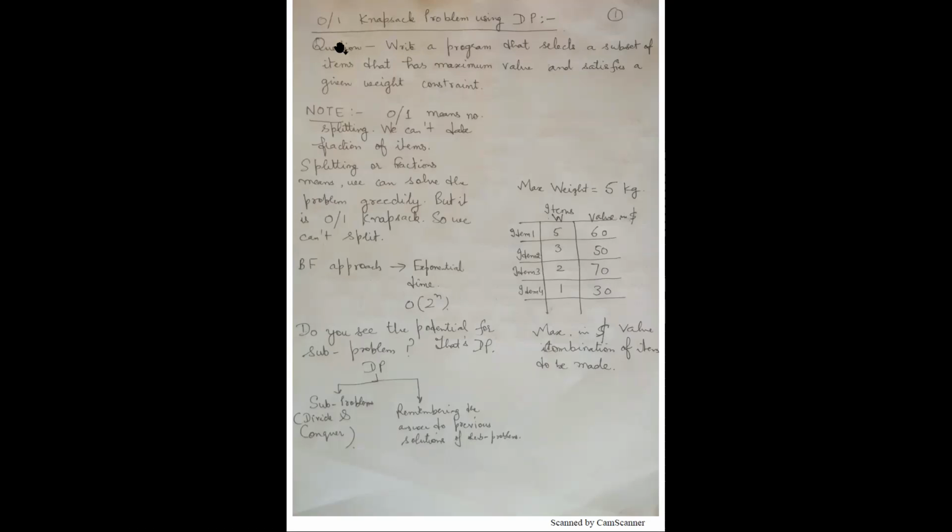Today I will explain the 0-1 knapsack problem using dynamic programming. The problem is to write a program that selects a subset of items that has maximum value and satisfies a given weight constraint. So you have to maximize the value, but the constraint given is of weight.